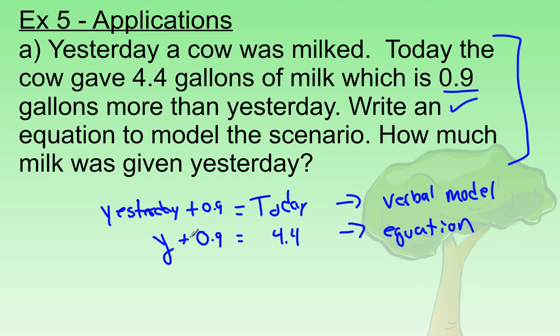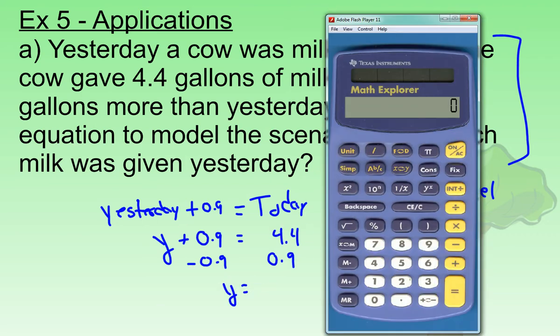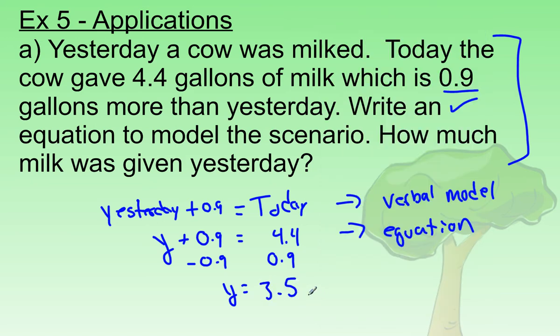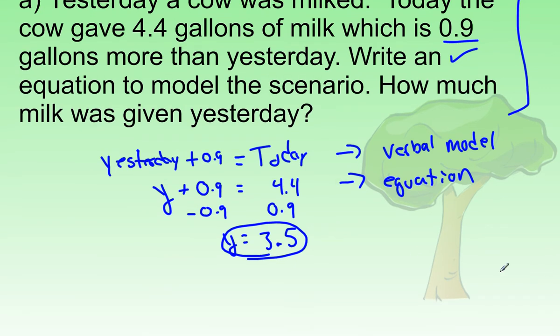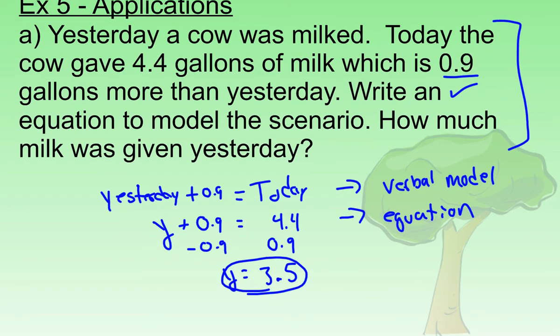Now if we solve this equation, that will give us how much milk was given yesterday. So my variable is being added by 0.9. So if I subtract 0.9, y equals 4.4 minus 0.9, which equals 3.5. So yesterday, the cow gave 3.5 gallons of milk. Not too bad of a problem.